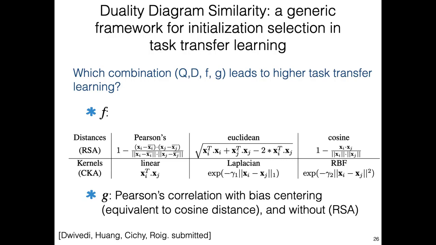So as I said, now we have the question of which combination of these matrices Q and D and functions F and G leads to higher task transfer learning. So we explore all these functions, and we here give the equivalence with RSA and CKA: Pearson's, Euclidean, cosine, linear, Laplacian, and RBF. And for G, we use the Pearson correlation in all cases, but we could explore others as well.